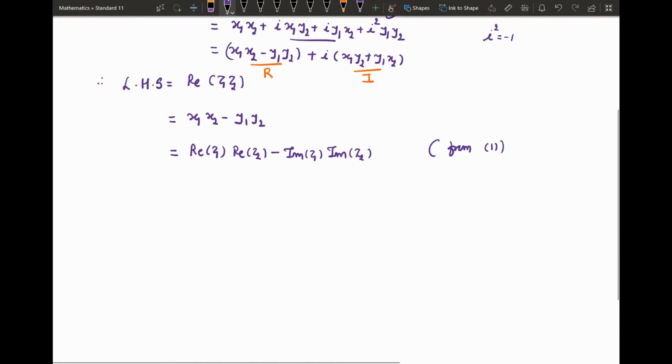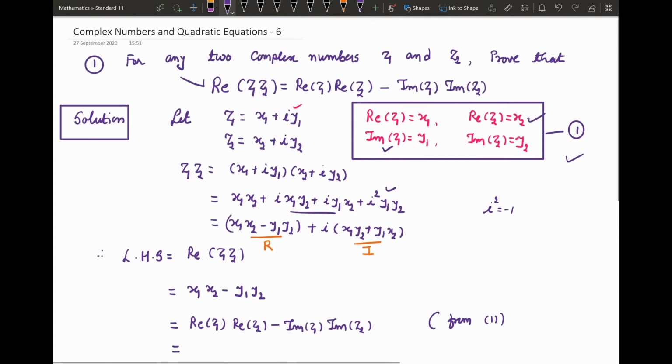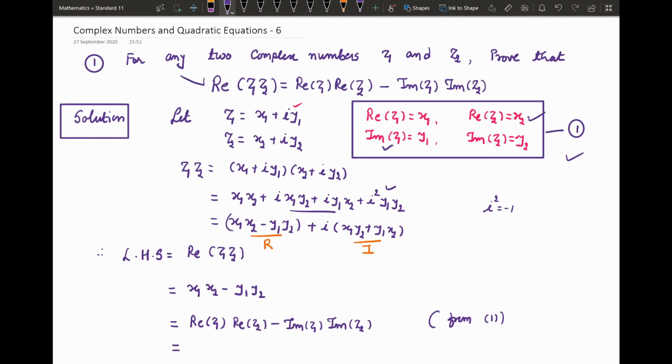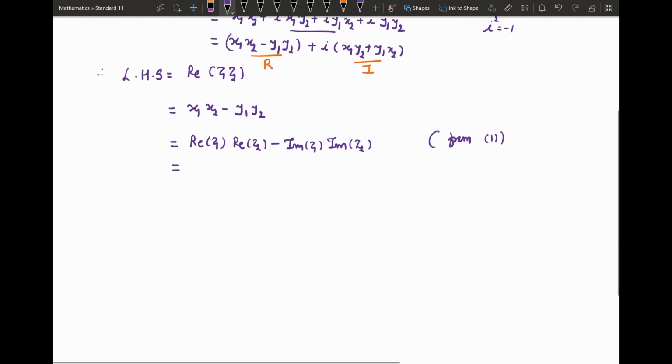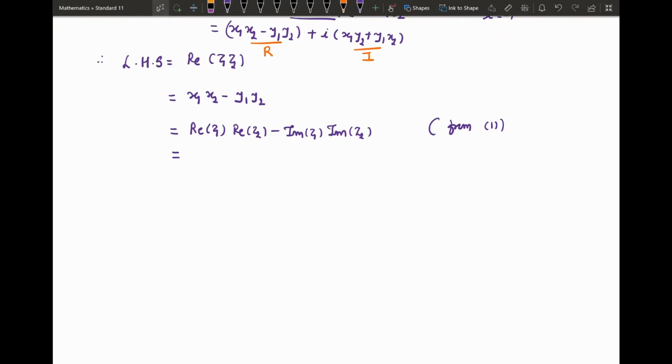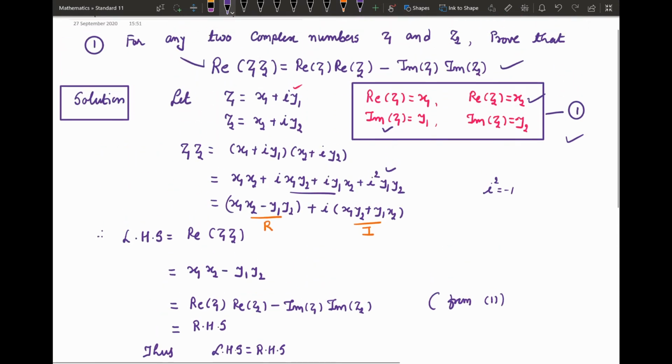So this is nothing but our right hand side, which we want to prove, real part of z1 into z2 equal to real part of z1 into real part of z2 minus imaginary part of z1 into imaginary part of z2. So this is RHS. Thus LHS equal to RHS. We take next example.